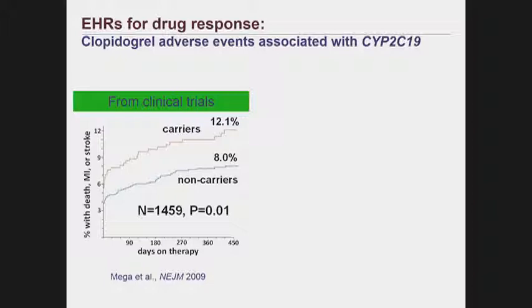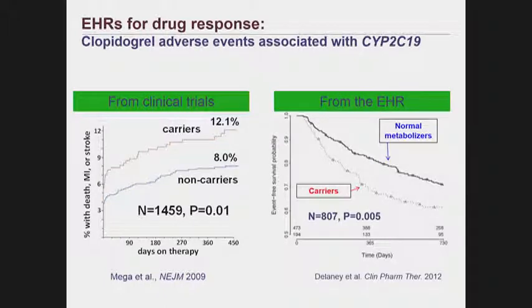We can also do these sorts of phenotypes in the electronic health record with pharmacogenetic outcomes. This looks at cytochrome CYP2C19 outcomes predicting clopidogrel adverse events. And so people who are poor metabolizers are more likely to have adverse events, as many of you probably well know. And so we were able to see essentially about the same effect size in the electronic health record as from clinical trial data.